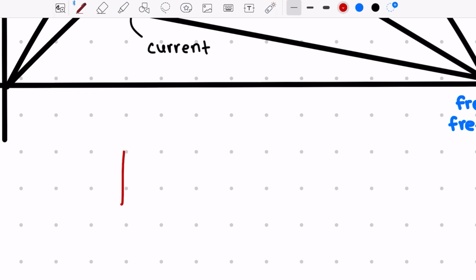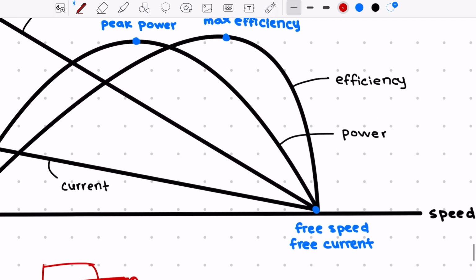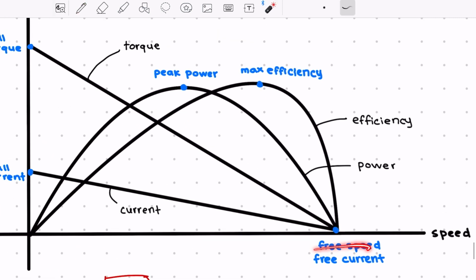So it'll look something like this. Essentially, it's just going to be free spinning. There's nothing on this shaft. Free current is similar to free speed in the sense that it's calculated when the load on the output shaft is 0, but it refers to the current draw at that point, and it's the lowest current draw possible for that given motor.